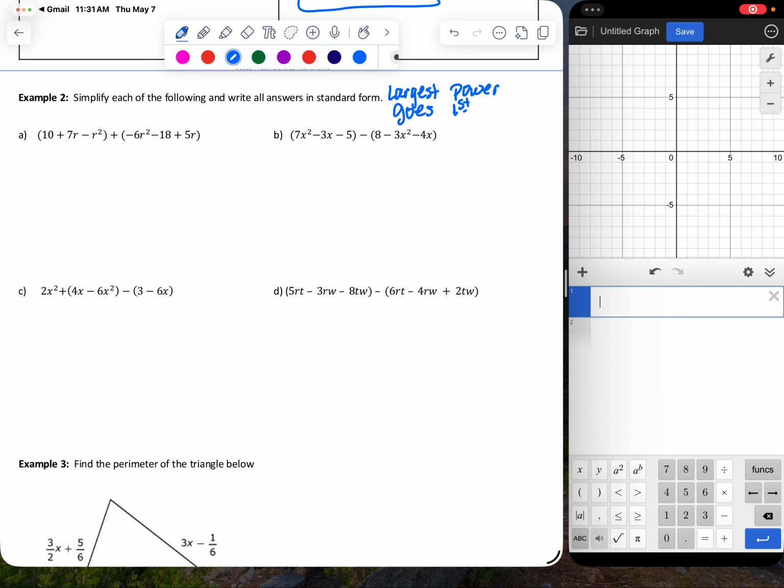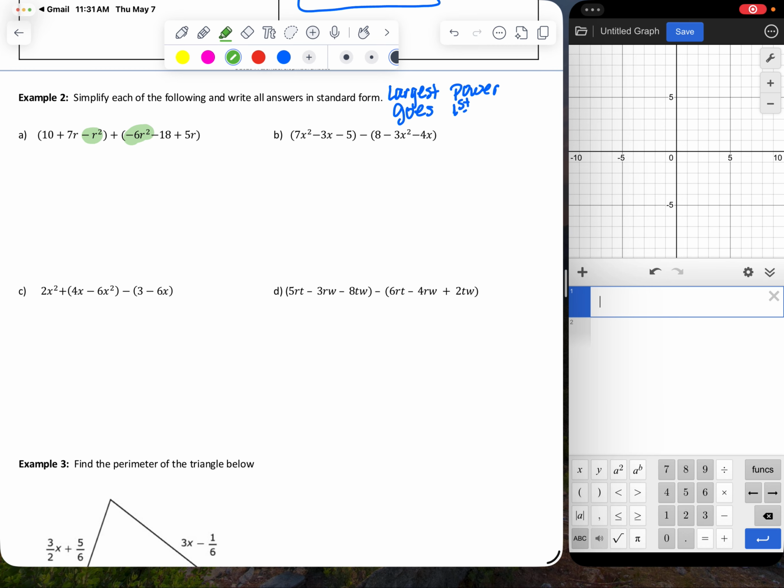So, in problem A, I want you to notice that these polynomials are written a little bit out of order. We have 10 plus 7r minus 3r squared plus negative 6r squared minus 18 plus 5r. So what I want you to do in that first parenthesis is identify the largest power. And in this case, it would be the negative r squared because the 2 power is the largest power. Now, identify the largest power in your second polynomial. All right? We'll put those as like terms.